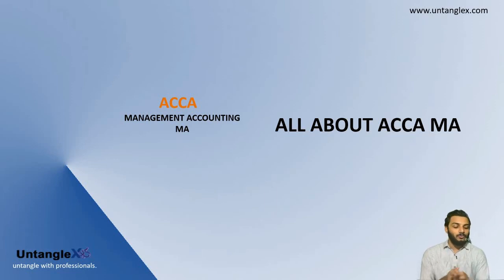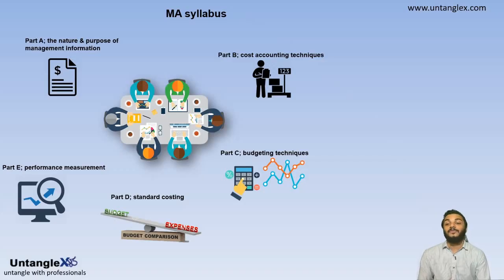Okay, so first of all, talking about the syllabus, we know that management accounting has 5 parts. The first part is the nature and purpose of management information. In this part we are going to talk about the management accounting principles and methods, and then we'll be talking about the cost classification, etc. The next part, part B, is the cost accounting techniques. Here we are going deeper into cost accounting. We'll be learning about various methods of calculation of cost.